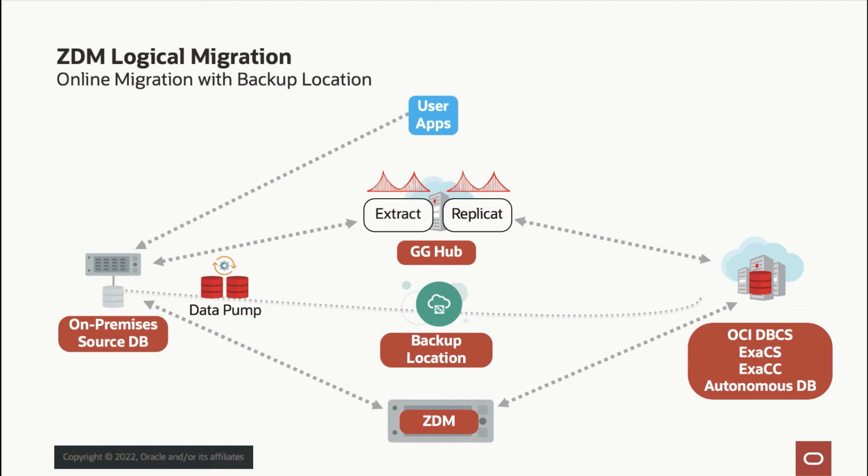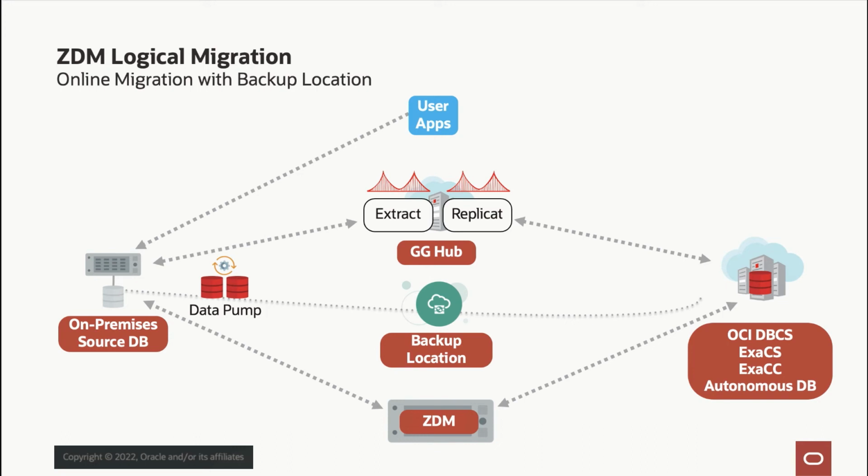One Golden Gate microservice works as an extract, and one works as a Replicat. The extract is connected to the source database, and the Replicat to the target database. They both connect and work together so that the databases can be kept in sync. We also have the application connected to the source database, which of course ZDM will switch over to the target database in the cloud once the migration is finalized.